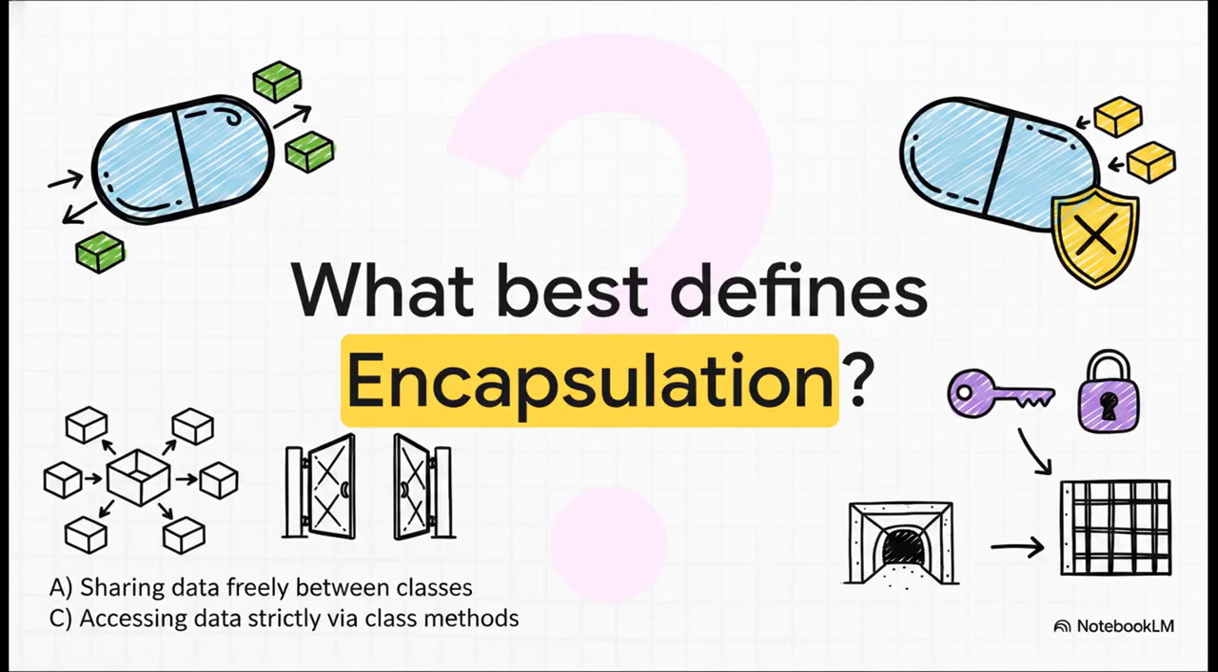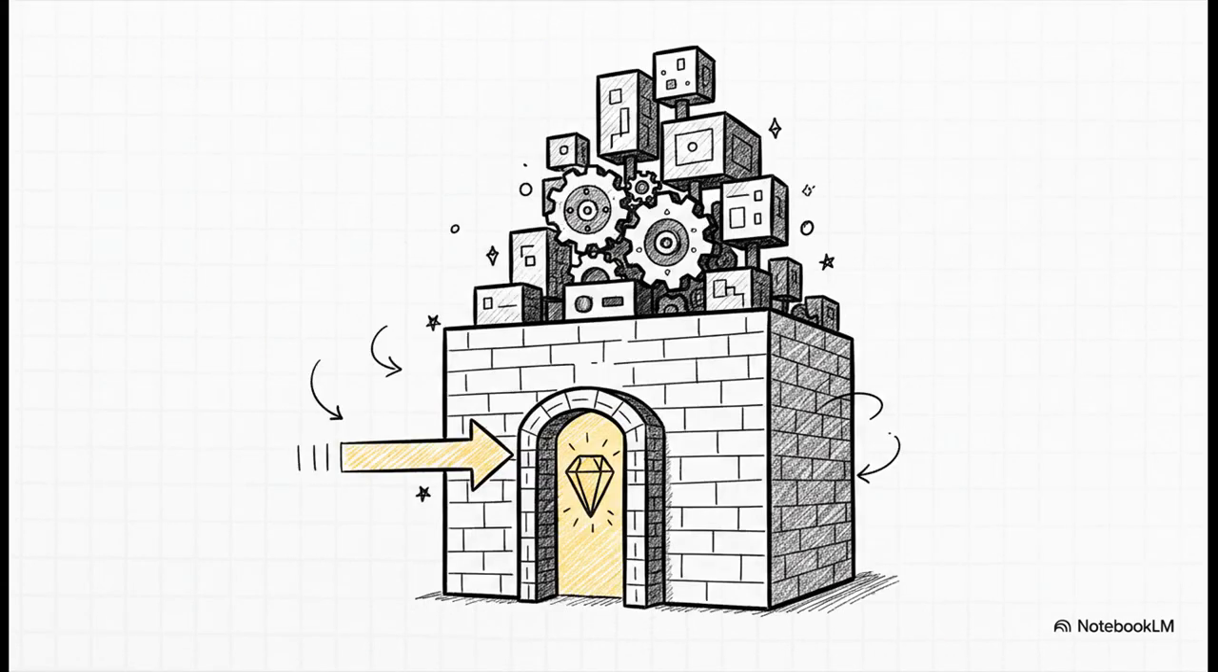Let's do one final fundamental question to make sure the core concept of this entire explainer is totally locked into your memory. What best defines encapsulation? A, sharing data freely between classes, B, direct data access, or C, accessing data strictly via class methods? Yes, it's C, accessing data strictly via class methods. This simple rule is the absolute foundation of object-oriented programming security. Honestly, it's what keeps massive software applications from just falling apart under their own weight.